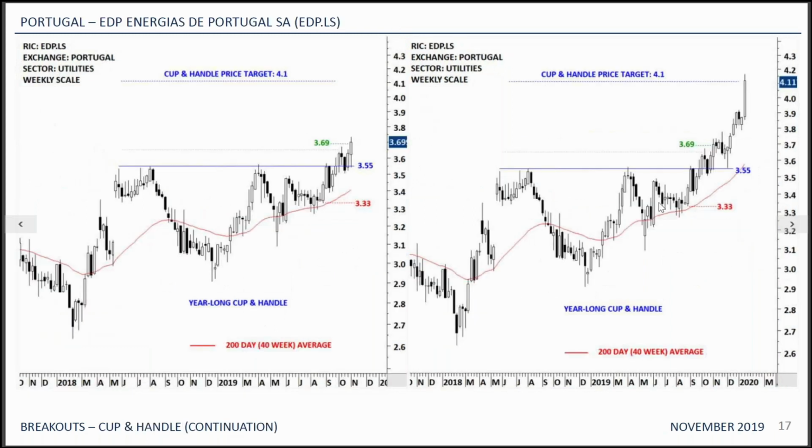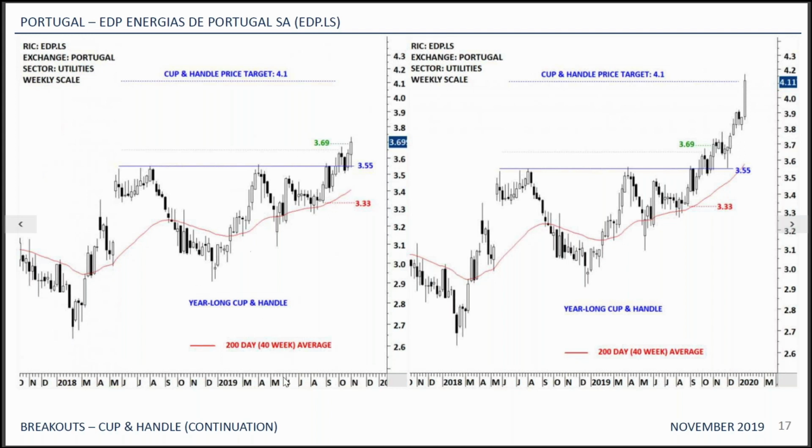The next chart is from Portugal, EDP, a nice year-long cup with handle. Now, cup with handle, can it form as a bottom reversal? No, it is a continuation chart pattern. What do I mean by continuation chart pattern? The prior trend should be up, and then we form the cup and the handle, and the breakout takes place.